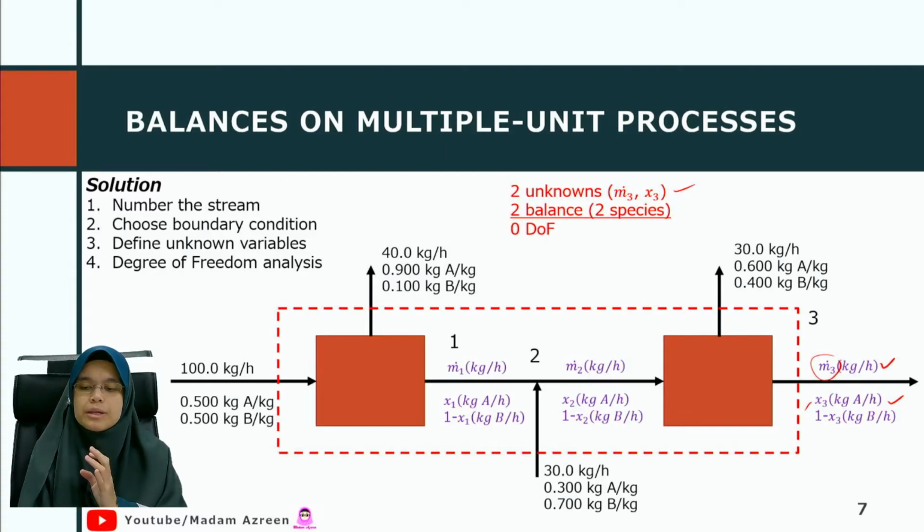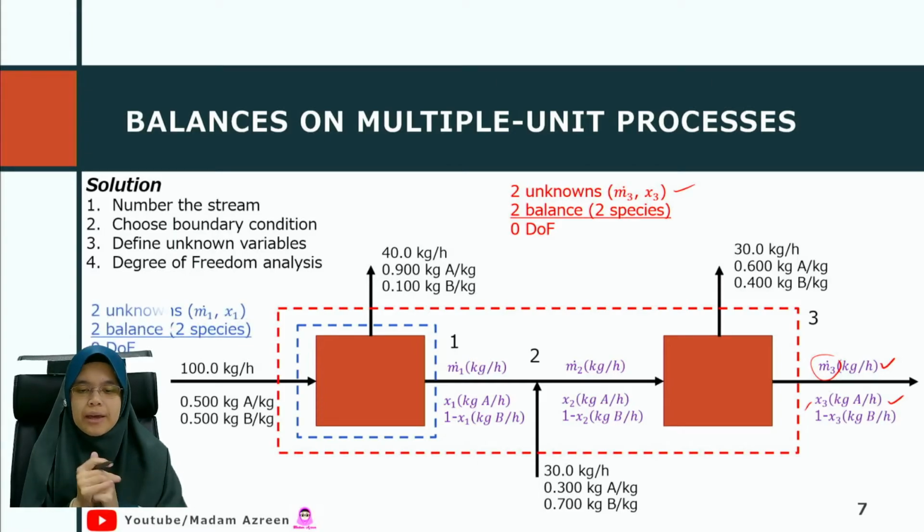Okay, and then another boundary condition could be at unit 1. Let's do the degree of freedom here, whereby it also has 2 unknowns. We don't know the value of M1 and we don't know the value of X1. So 2 unknowns, and again 2 balances, which are the overall balance and also the balance for A or B. You can choose either A or B. So that leaves 0 degrees of freedom.